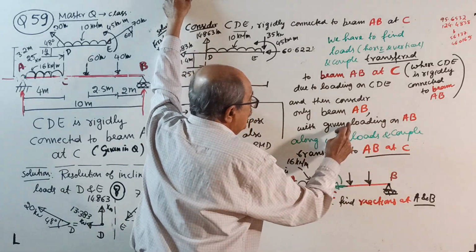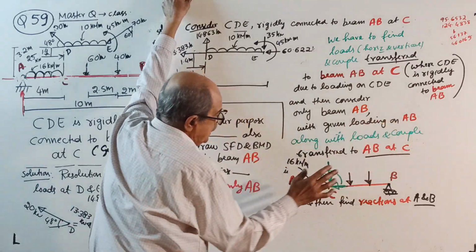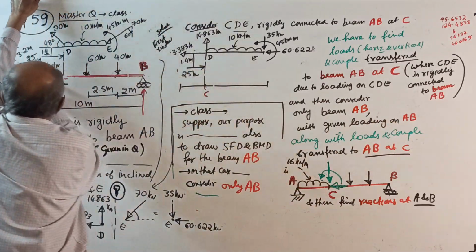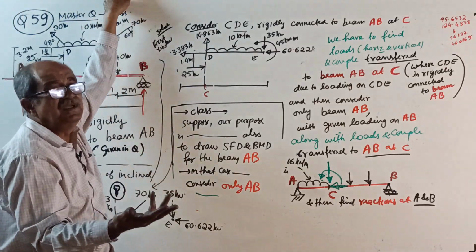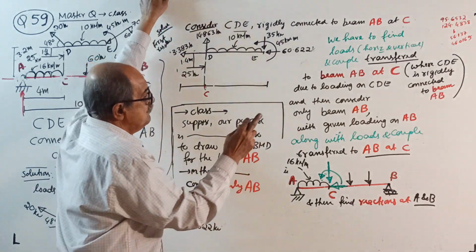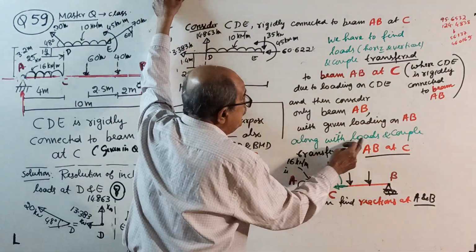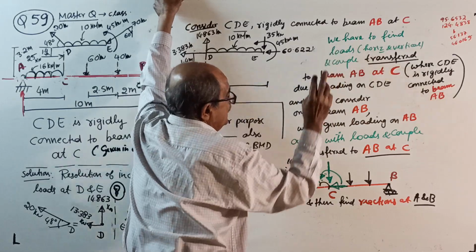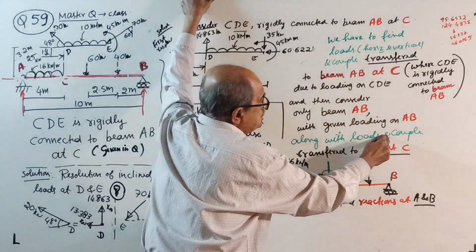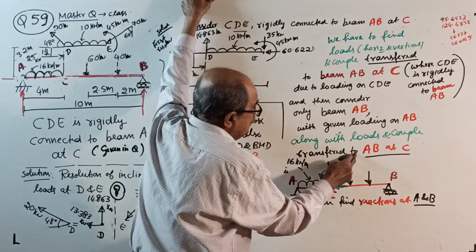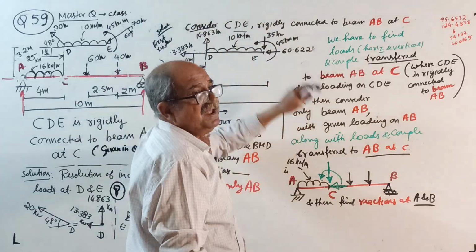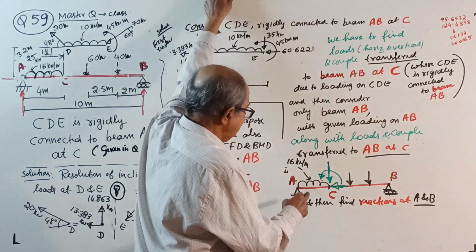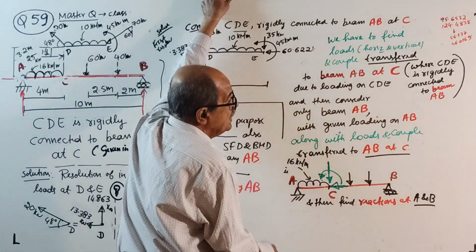Along with the given loading on AB, see, this UDL, this point load, it may be there or may not be there. So many times they don't give it. With the loading on AB, along with, see, green color, along with loads and couple transferred to AB at C, where attachment is rigidly connected to C, that is, we will consider this beam.